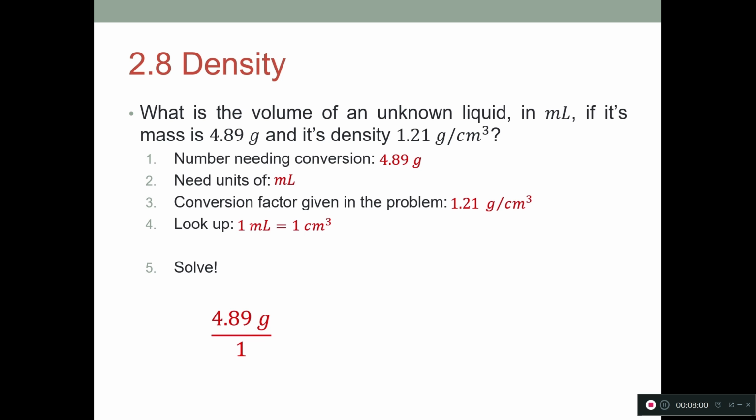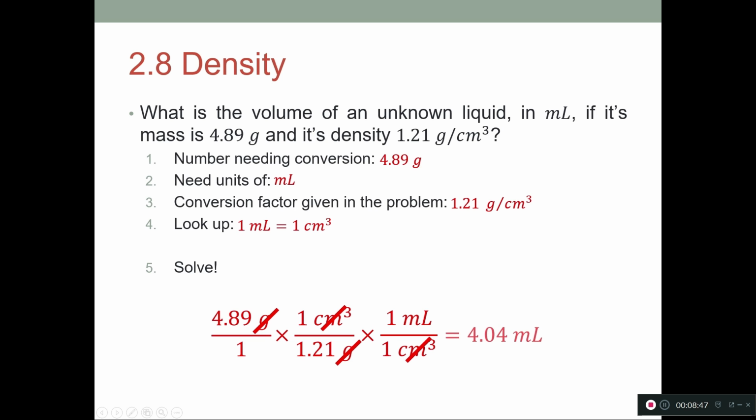When we do this, again, we want to start with our measured value, which is the 4.89 grams. I put it over 1 just so it lines up nicely for canceling units. Then we know we have to have grams in the denominator on the next factor, so we use the density and put the grams in the denominator: 1 cubic centimeter over 1.21 grams. Then we have to have the cubic centimeters in the denominator on the next one, so we use the 1-to-1 ratio for cubic centimeters to milliliters. The grams cancel out, the cubic centimeters cancel out, we end up with milliliters, which is what we wanted, and that ends up being 4.04 milliliters.